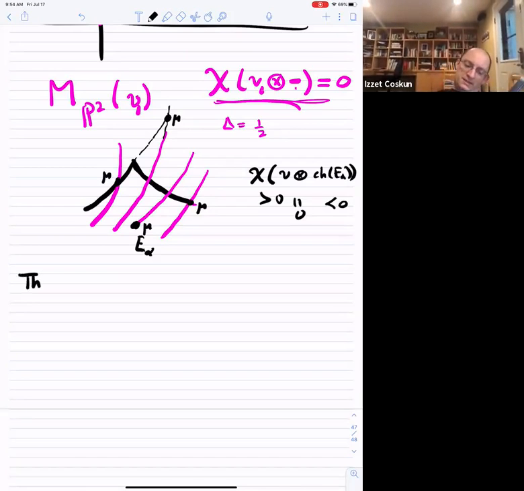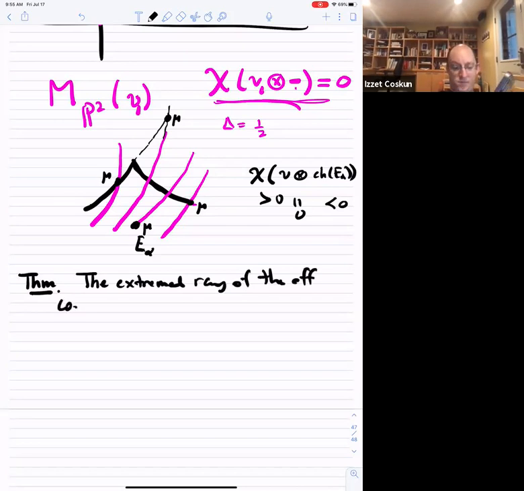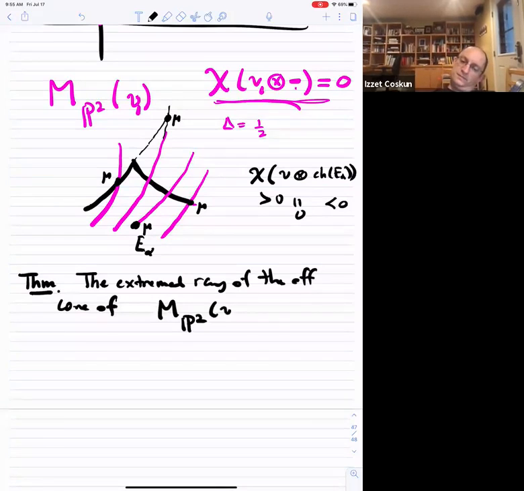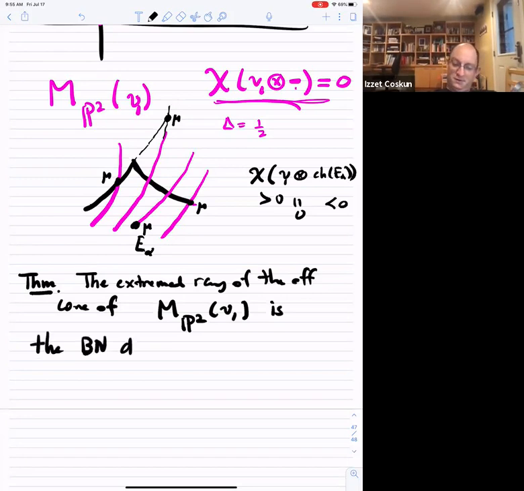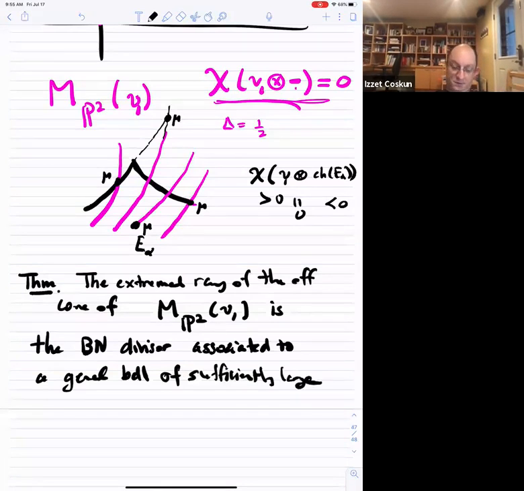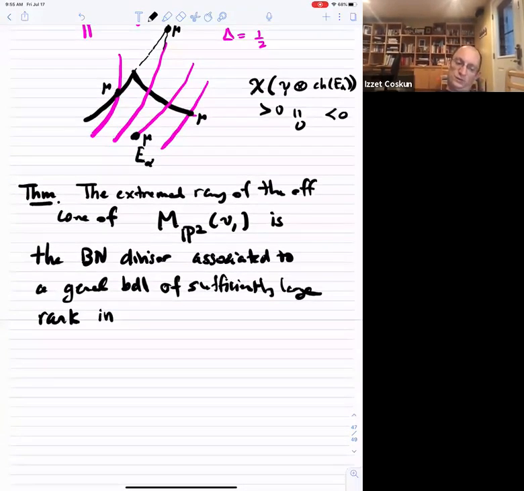So then the theorem is like this. The extremal ray of the effective cone, in fact, not just of the Hilbert scheme, but really any moduli space, I guess we were calling it V1, V1 is the Brill-Noether divisor associated to a general bundle of sufficiently large rank in the moduli space mu.